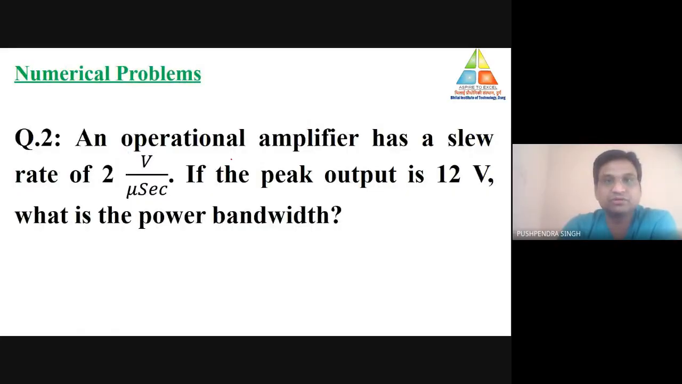In question number 2, for an operational amplifier, slew rate is given as 2 volts per microsecond. The value of slew rate is given. If the value of peak output is 12 volt, then what is the power bandwidth? Already I told you the power bandwidth is nothing but the maximum frequency of the signal. And in case of maximum frequency, f is equal to S divided by 2 pi Vm. From that you may easily calculate the value. So this is the solution. So SR is what?